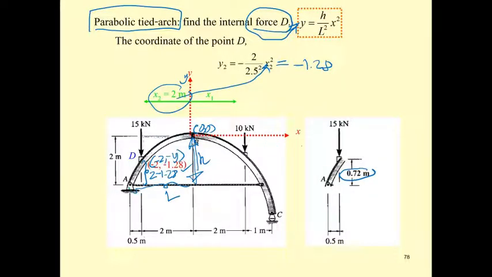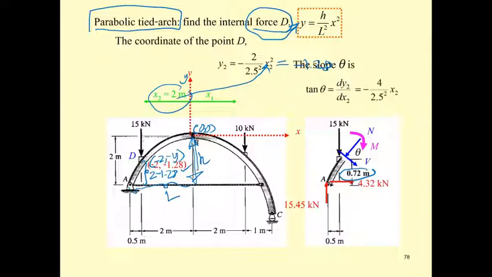And then we have the reaction here. We have the internal force N, the shear V, the moment here, and also there is the angle. Okay, we are supposed to determine the slope, and we can differentiate this equation. And then it's going to be 2 times 2 is 4, and then it's x. What the x is? X is going to be minus 2. So you get the theta of 52.